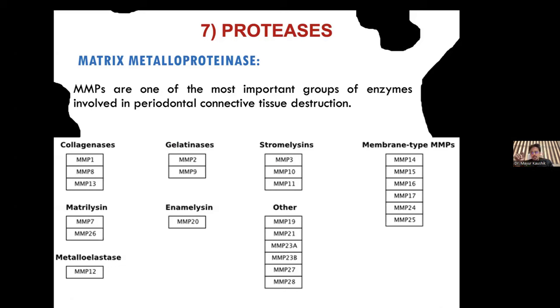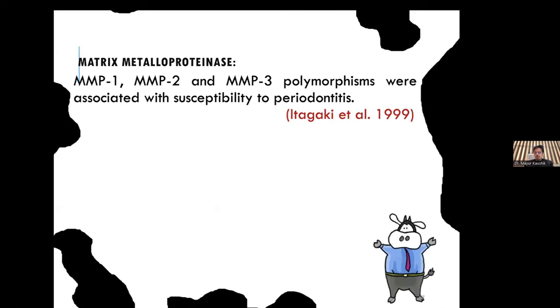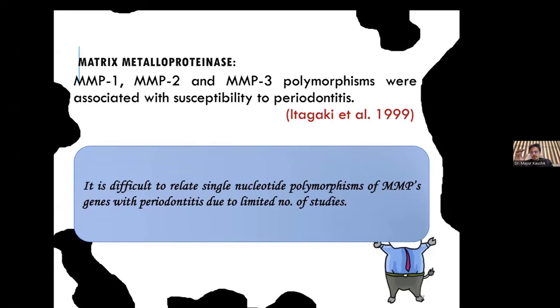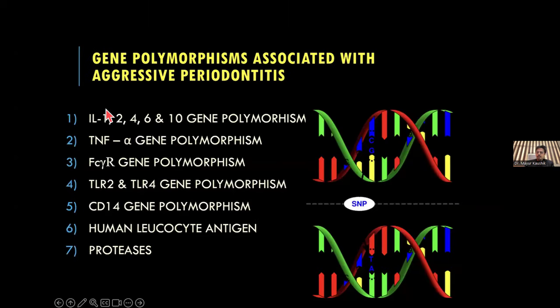Okay. So again, please understand, this topic is vast because a lot of short notes are being covered in this topic. MMP comes as a separate short note. So MMP 1, 2, and 3 have been studied, although since many enzymes are involved in periodontal destruction, we cannot say specifically that MMPs are the ones which are majorly responsible. So mainly it is interleukin 1, TNF-alpha, and we have toll-like receptor and Fc gamma.